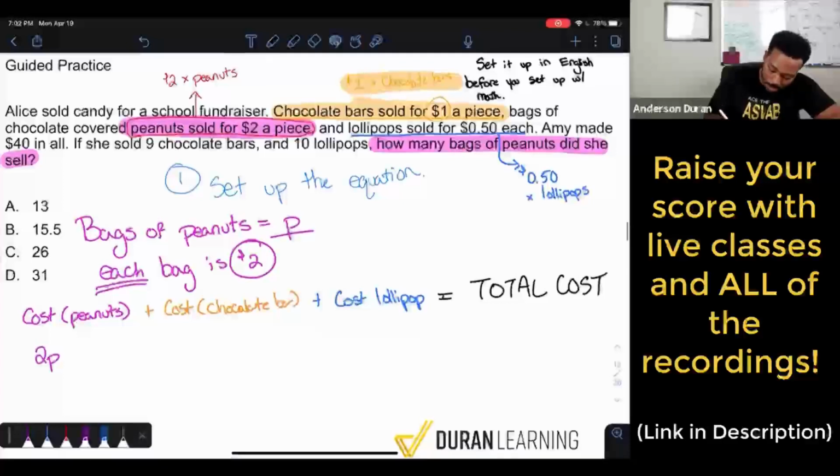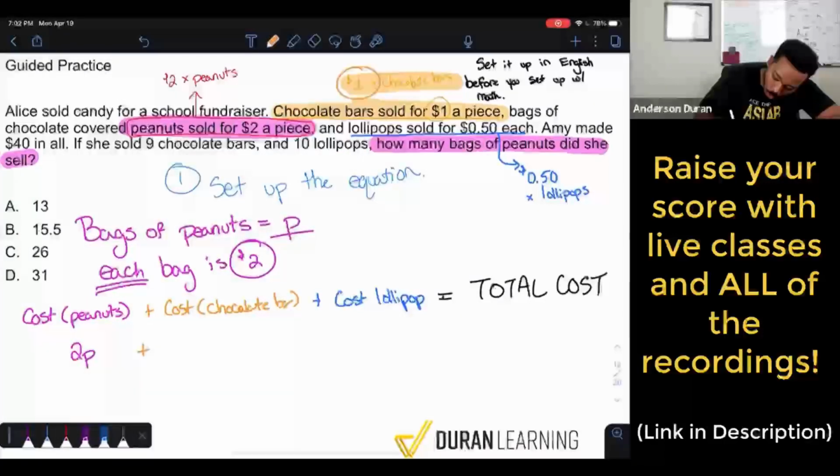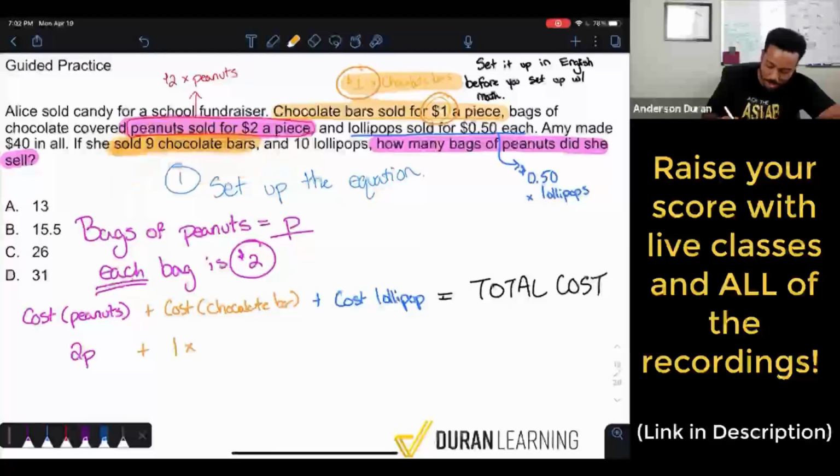We have the cost of peanuts. That's 2p. What do we know about the cost of chocolate bars? We know it's $1 times every chocolate bar. Everybody, how many chocolate bars did we sell? Right there, right? 9. So 9 chocolate bars right there. And so we're going to do 1 times 9.